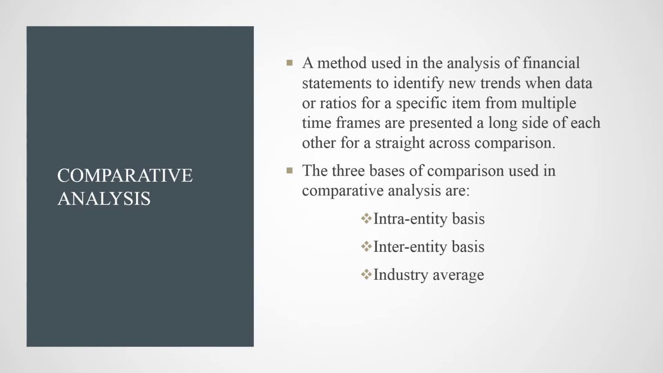Comprehensive analysis, also known as common size analysis, is where the analysis of the entity's financial position is carried out by comparing financial information within the entity and with the industrial average and other entities as comparators. There are three types of comparison used in comparative analysis: an entity basis, internal entity basis, and industrial average.